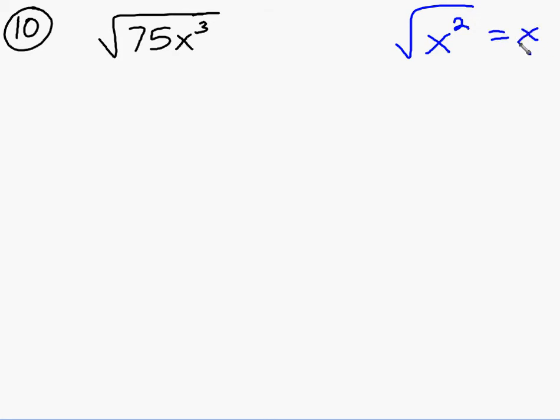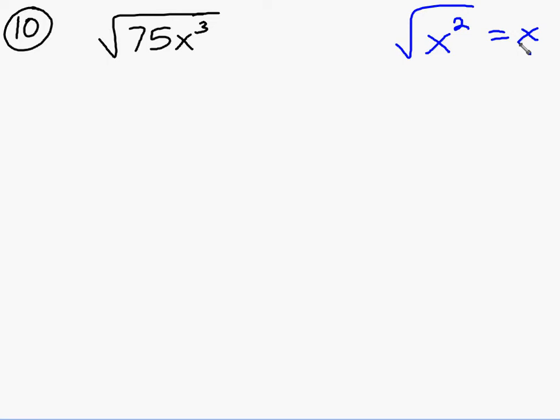If you need me to slow down, just ask. But like I said, there's a lot of different situations we need to get over. How about the square root of 75x to the third? Now, once again, we are looking for perfect squares. Now, it's probably a good idea for me to come over to the side now and talk about x squared. Is that a perfect square? Is x squared a perfect square? It is, isn't it? What's the square root of x squared? X. So that means it's a perfect square, right?